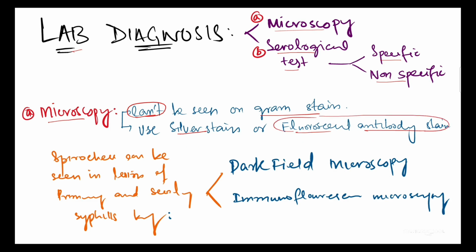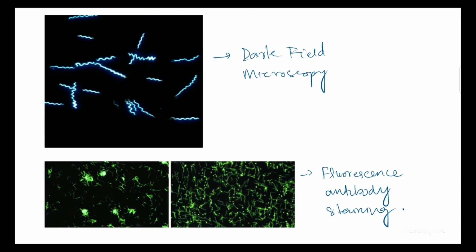But if we use the fluorescent antibody stain, we have to detect the Treponema pallidum by either dark field microscopy or immunofluorescent microscopy. And the spirochetes can be seen in the lesions of primary or secondary syphilis by the dark field or the immunofluorescence microscopy when we use this fluorescent antibody stain. This is the picture of the dark field microscopy, in which we can see the Treponema pallidum showing a blue-like color. And the fluorescent antibody staining on immunofluorescence microscopy shows the Treponema pallidum as a green color. These all are the Treponema pallidum on immunofluorescence microscopy and fluorescent antibody staining.